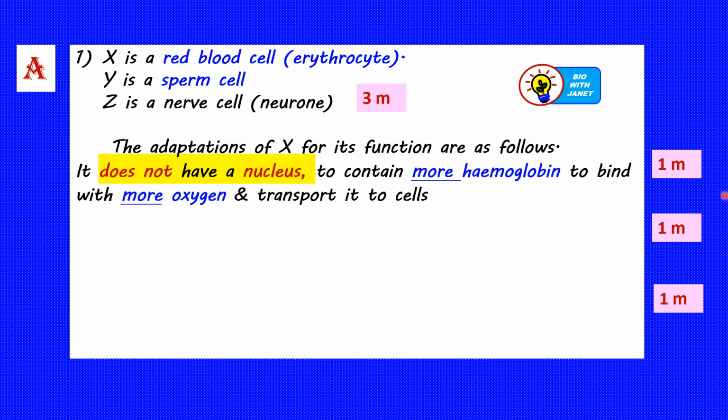So the adaptations of X for its function are as follows. Firstly, it does not have a nucleus to contain more hemoglobin to bind with more oxygen and transport the oxygen to the cells, right? So we have the characteristic, it does not have a nucleus, and the reason or the function, to contain more hemoglobin in the space where there is no nucleus, so that the hemoglobin will bind with more oxygen to transport the oxygen to the cells.